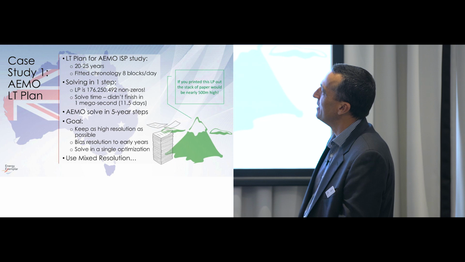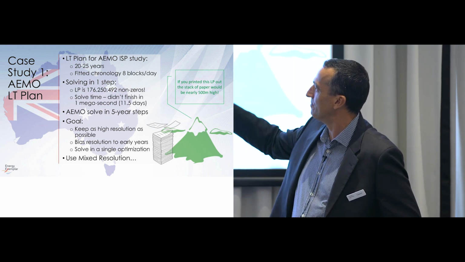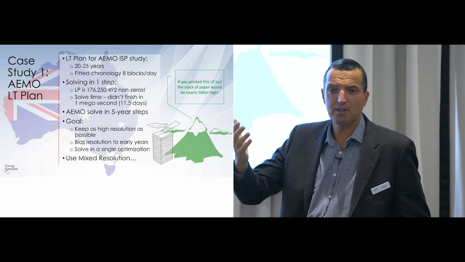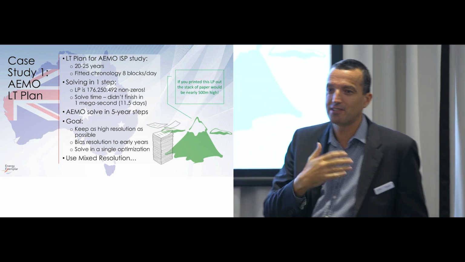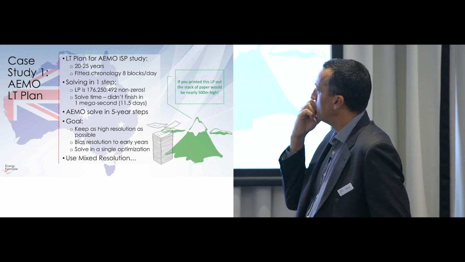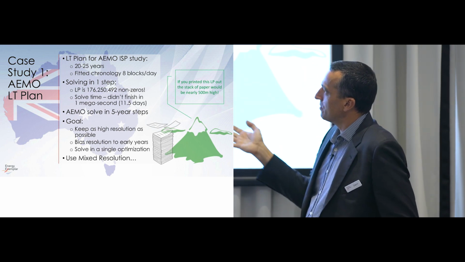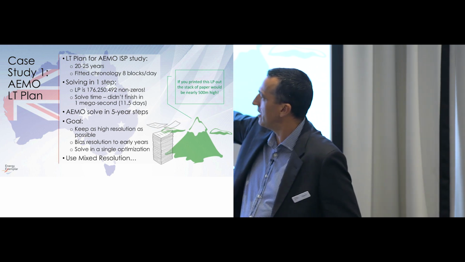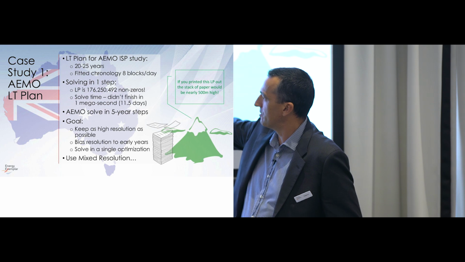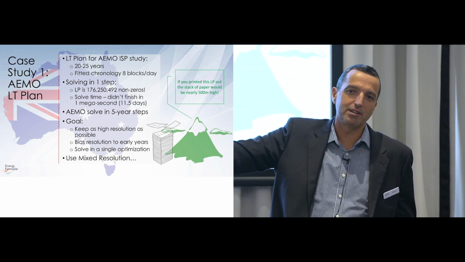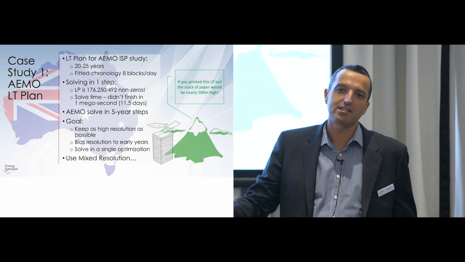So now AEMO's approach is to solve in 5 or 7 year steps, maybe 8 year steps. So you're trying to stretch that step size out, but they have to break it up. Anyway, what I wanted to do was demonstrate the mixed resolution on this. So keep the resolution as high as possible, but bias the resolution, this is just my approach, to early years. And my justification for putting the resolution in the early years is just the effect of discounting, right?